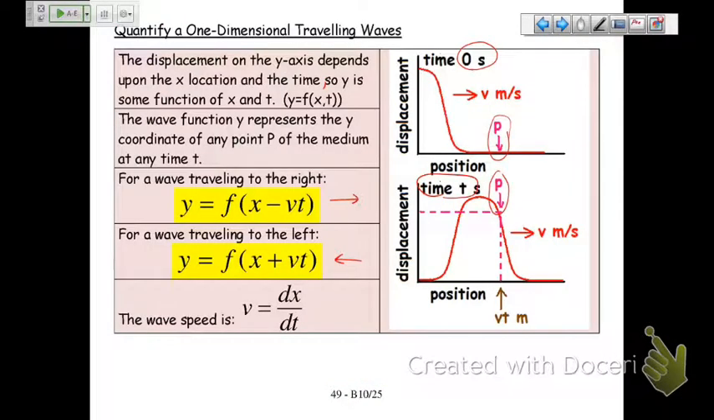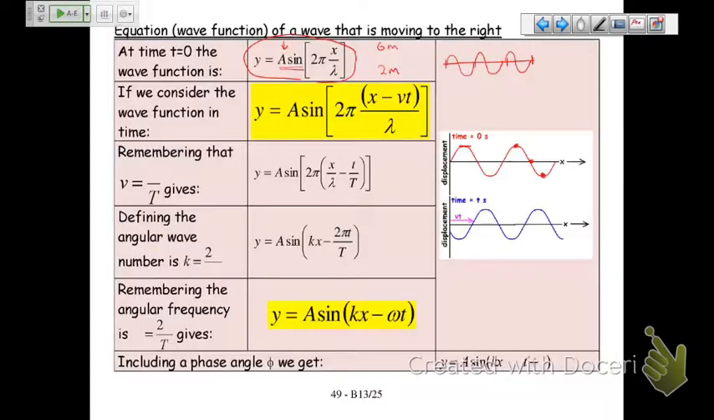Remember this equation? Then I've got to do a vt bit on there as well. So then we'll have vt over lambda. vt is a distance over lambda. So again, you represent the time as a fraction of the wave. So you put those two together. This is a classic equation: y equals A sine of 2 pi x minus vt over lambda. Is that wave going to the right or to the left? Going to the right, because it's a negative sign.